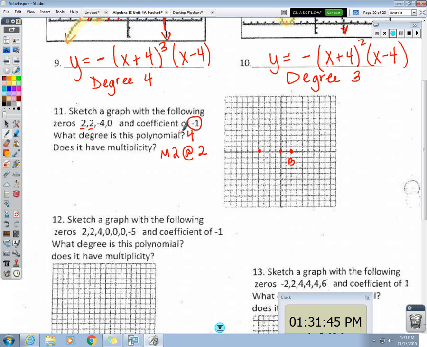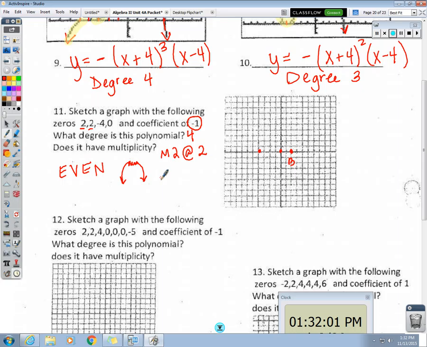Look, the degree's even. Because it's degree 4, there's 4 zeros. Remember, the bounce counts as 2 itself. So that means it's even, so that means they're going the same direction. So since it's negative, they're both going down. We're just not quite sure what goes on between them.